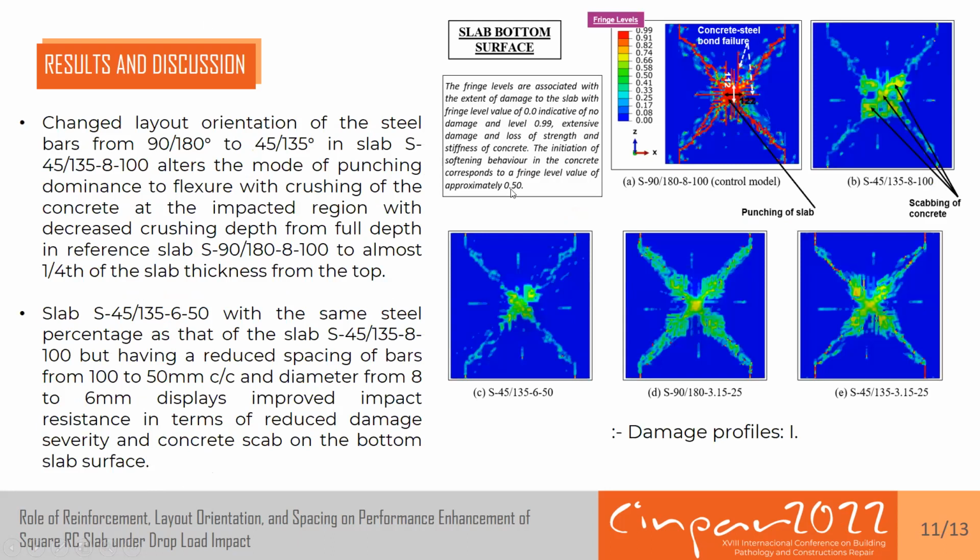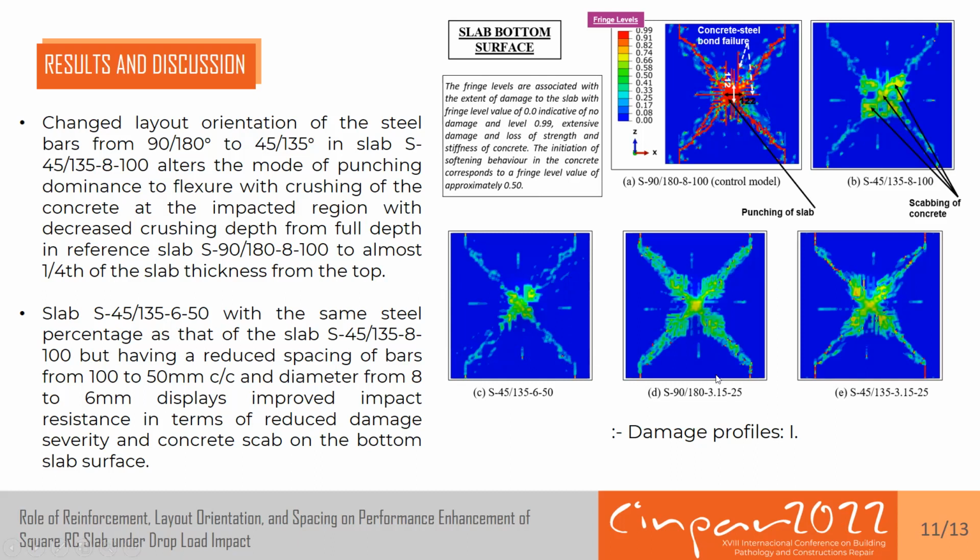Now coming to the damage profiles computed. This is basically the computed damage profiles on the bottom tension face of the slab. So you can see in the control model, very fine diagonal cracks can be seen. In the next model, diagonal cracks and the scabbing of concrete can be seen, but the severity is much lesser as compared to the control model. Then by further reducing the spacing from 100 mm to 50 mm, again the severity is much reduced.